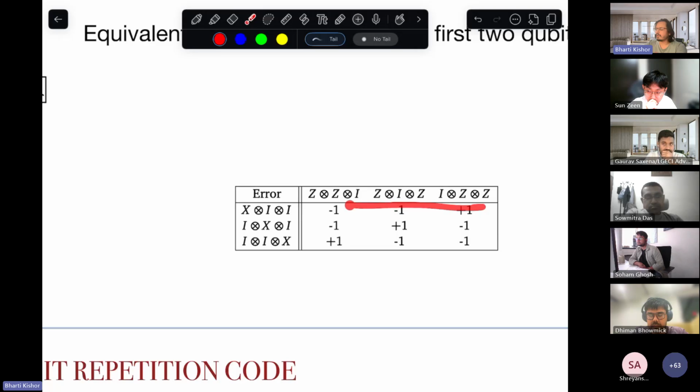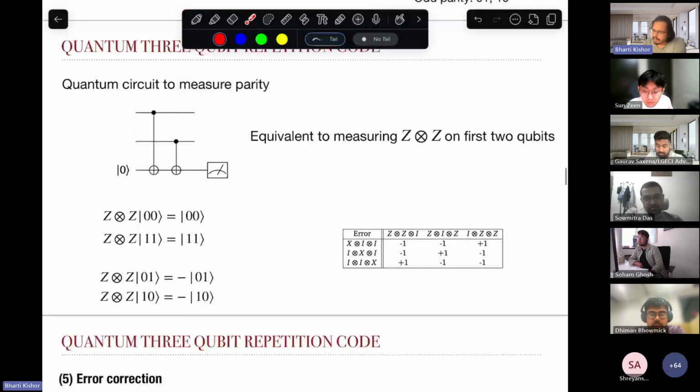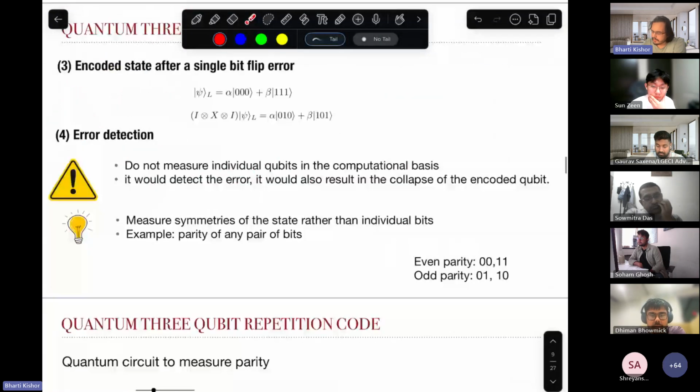Actually, this pattern you get is what people call syndrome. It helps you figure out which qubit is problematic, and what the problem is. So the syndromes help you detect errors, and also, through something called decoding, they help you correct errors. Okay, so this is how you detect errors.